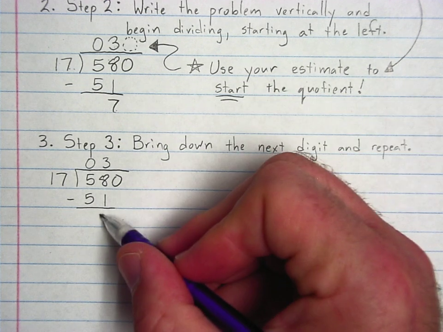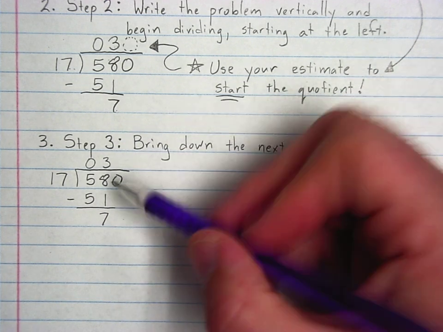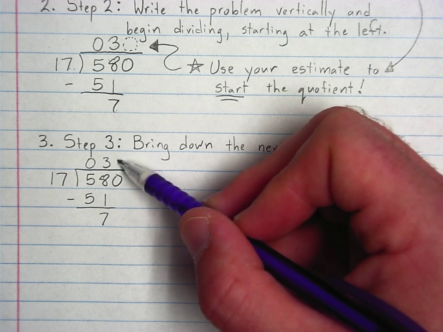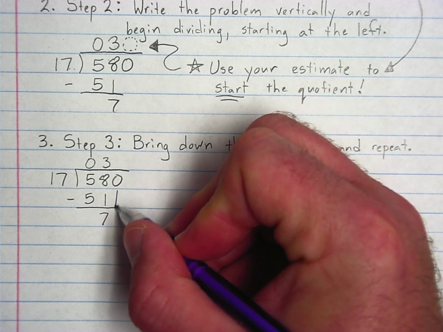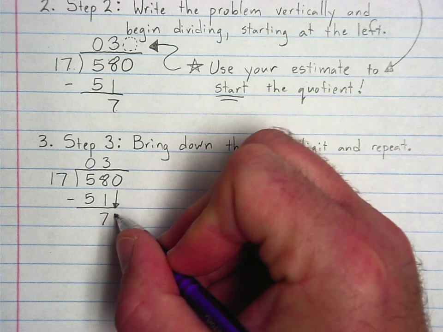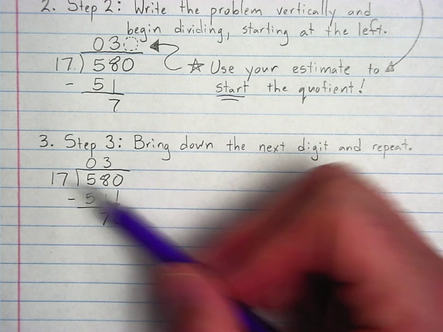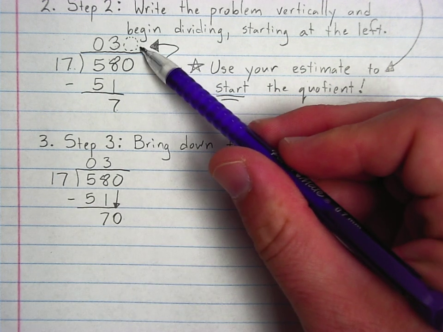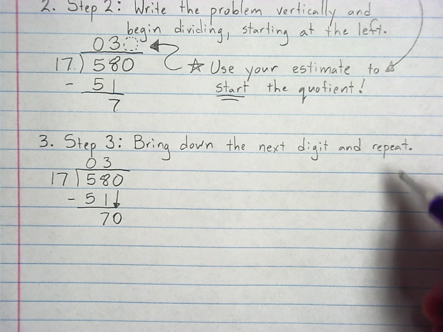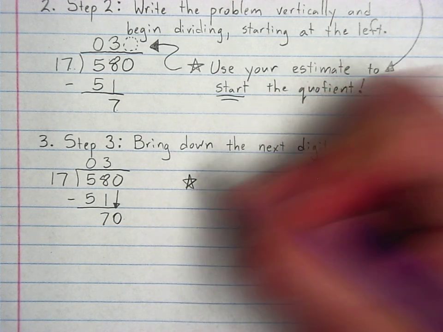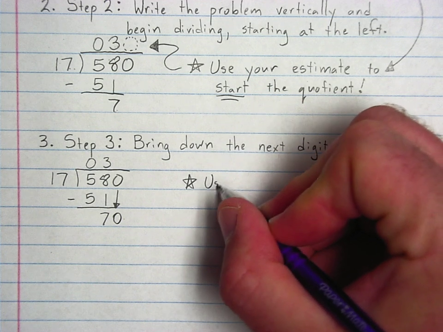Now we subtract. Okay. I still need to get an actual answer, an actual digit up here in my quotient. And I have something else that I need to bring down. I'm not done dividing. Now for this, how many times will 17 go into 70? I know it's not 0. My old estimate is not going to help too much, but I can always estimate again.